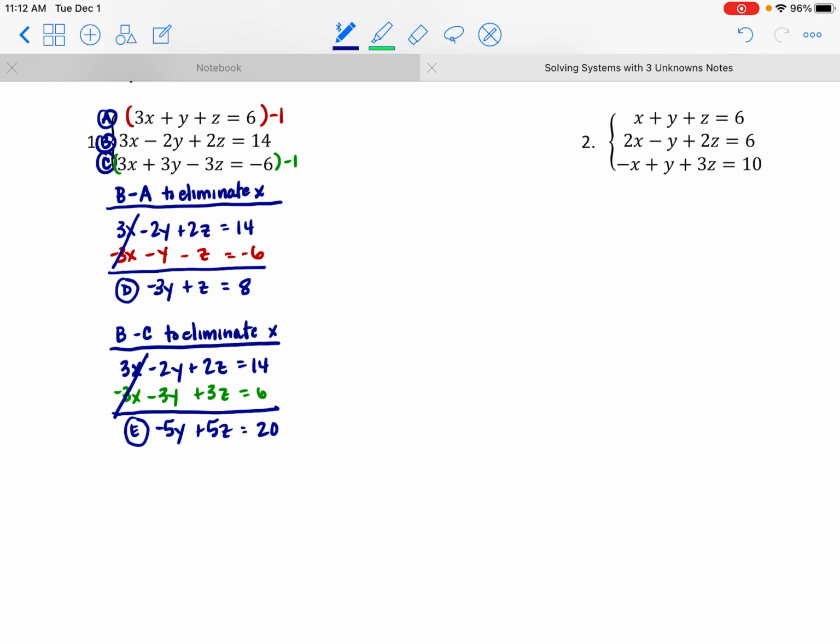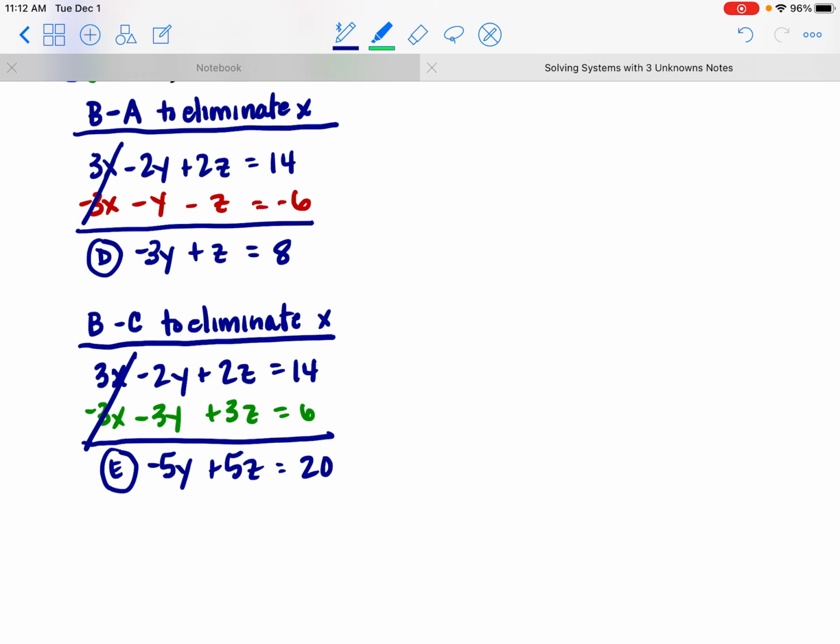So now, if I want to use elimination to solve with D and E, I think the easier variable to eliminate would be the z, and so I'm going to take equation D, this equation here, and I'm going to multiply it by a negative 5, so that the negative 5 in front of the z and the positive 5 in front of that z are going to cancel.